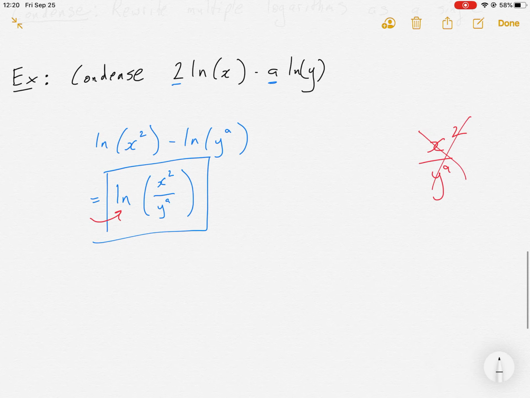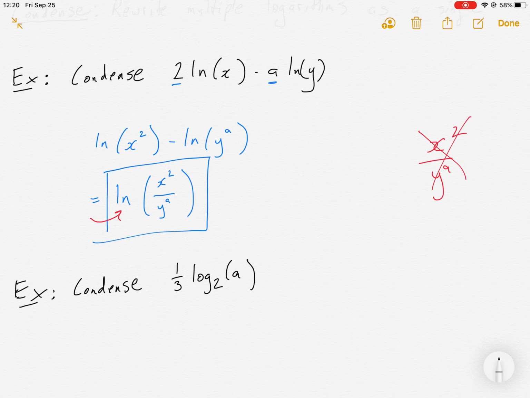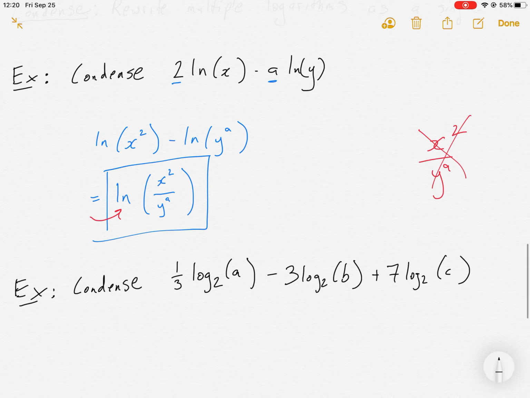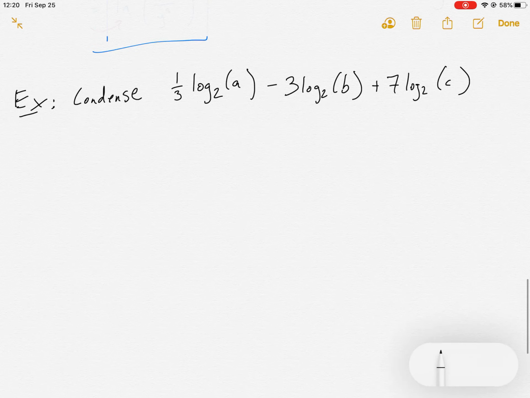Okay, let's try another one where we kind of beef it up a little bit. Let's say we're going to condense 1/3 log base 2 of a minus 3 log base 2 of b plus 7 log base 2 of c. Okay, so there are 3 terms in this case, but once again, we're first going to think about these numbers out front. Those are the exponents.